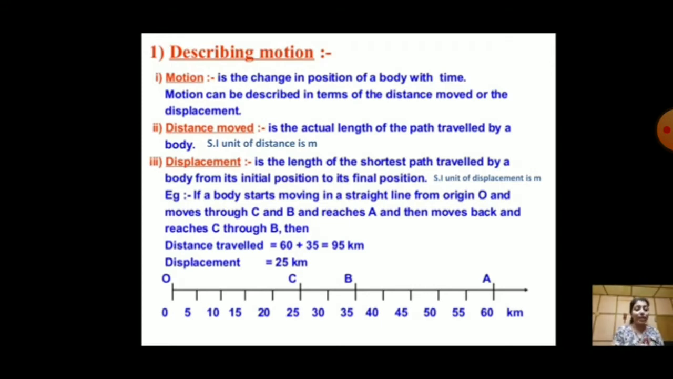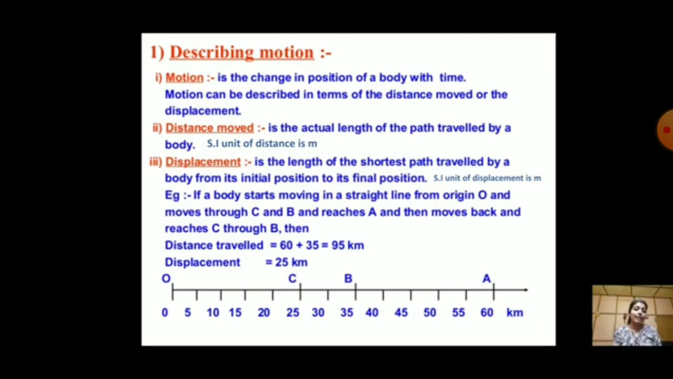Then again when it reaches A, it came back to C, right? So from A to C, you just count the units, taking 5, 5, then it will be 35. So 60 plus 35 comes out to be 95. So 95 is the distance that is traveled by the body here. However, what is the displacement? Displacement is only 25 kilometers.